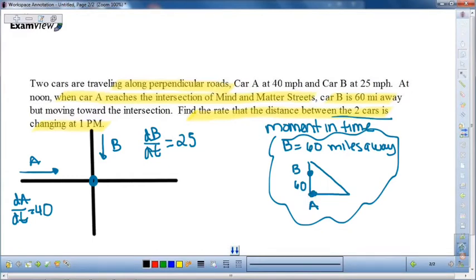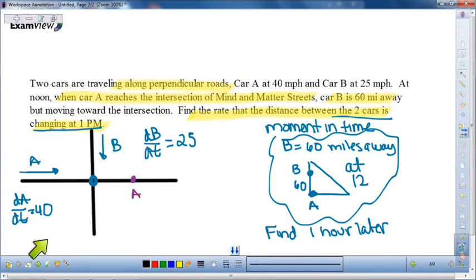All right, so we want to know when the car is changing at 1 p.m. So 1 hour later, right? So we go from noon to 1 p.m. So both cars are moving 1 hour later. So A is now here 1 hour later because it's going 40 miles per hour. And B has moved down. Okay, so we want to find the rate of change between both cars.